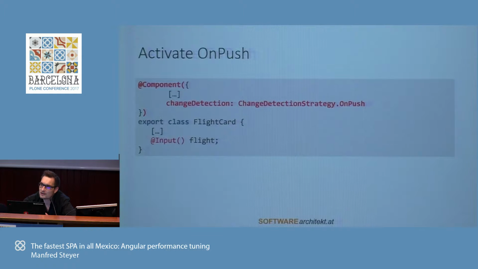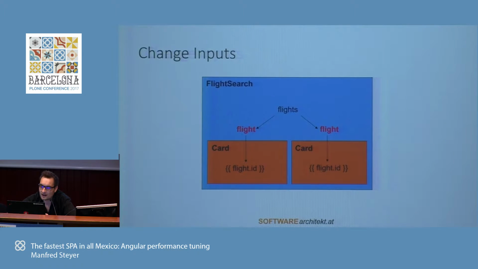So what does it take to put a component into this OnPush mode? You just have to use this change detection property within the component decorator, and you can set it to OnPush. This is everything you need to activate OnPush on a component level. And that also shows that you can decide from component to component if you want to go with this technique or not. Here I have another example.